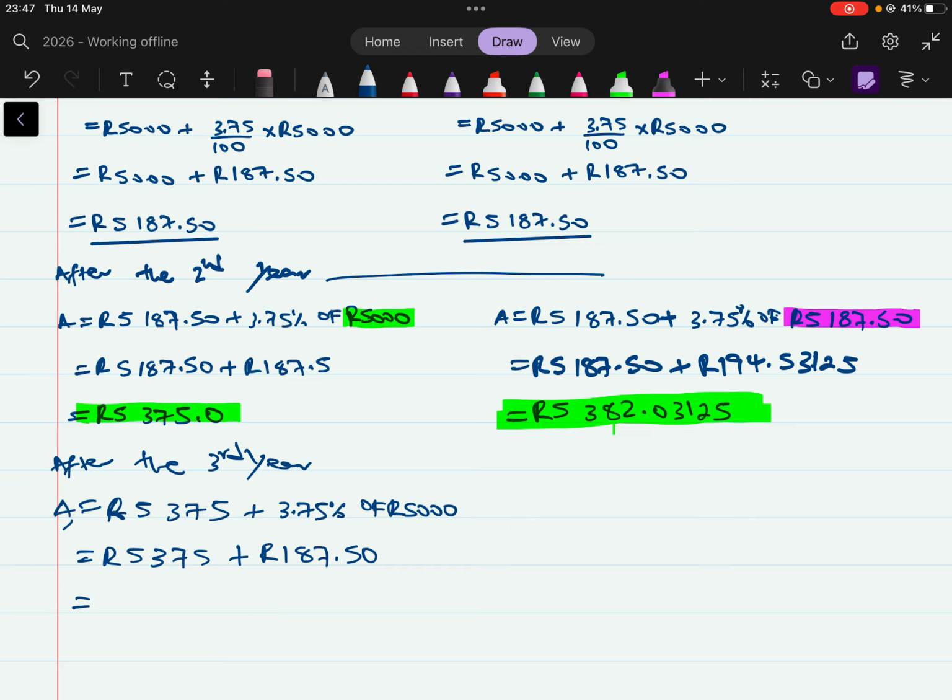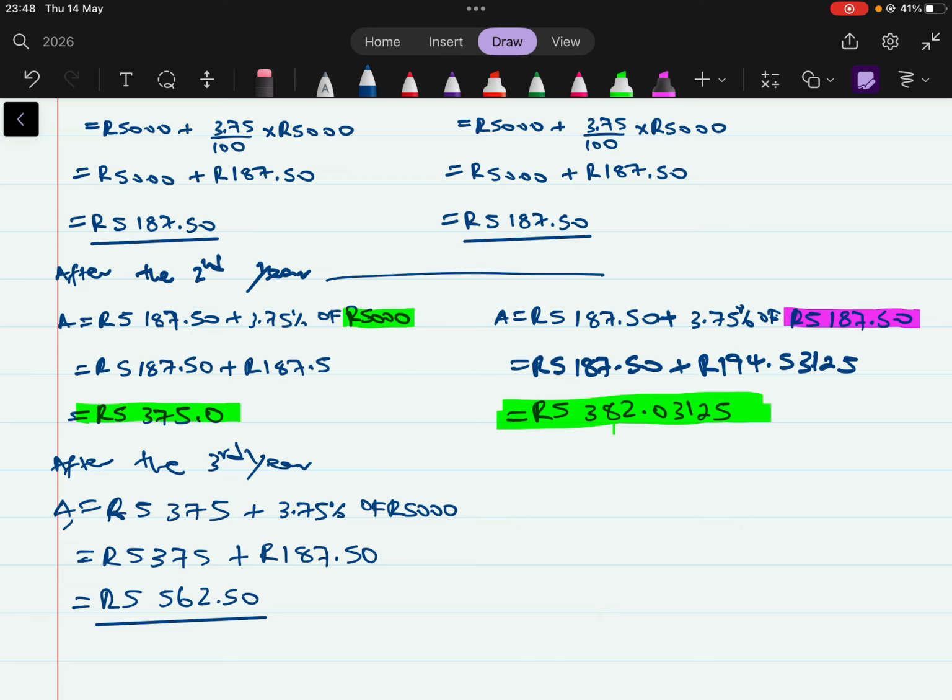So what will then be the total? 5,375 plus 187.5. What's the total there? The total is 5,562 Rand 0.50. Okay, that's how much the accumulated amount is with simple interest.